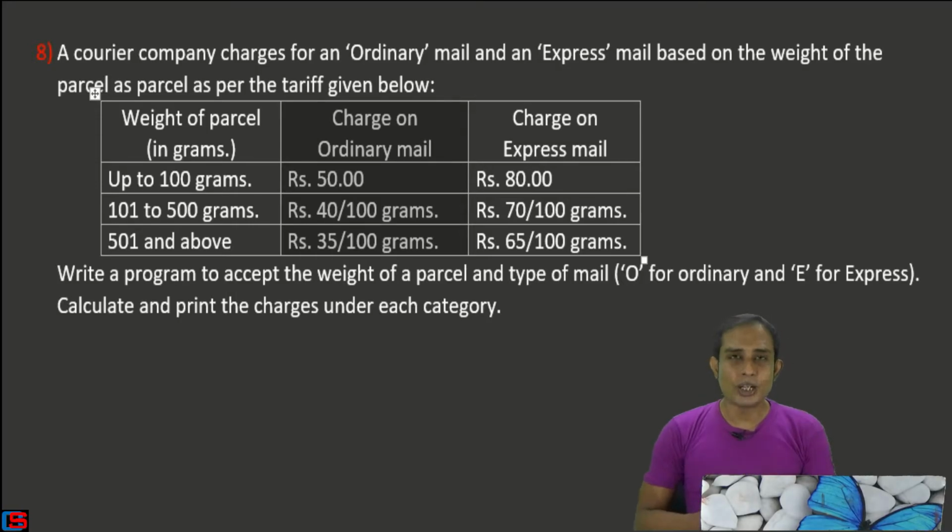Okay, and then the total charge will be rupees 120 for 250 gram ordinary mail. Now how do we calculate this in a programming language, how can we do the calculations using per 100 gram? For this we are using the mathematical ceil function. Okay, and how, let's see.